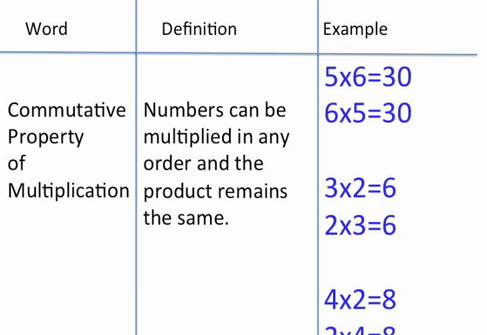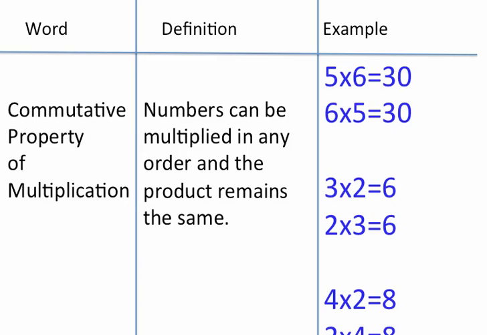Okay. Your next definition for tonight is commutative property of multiplication. Now, we talked about commutative property with addition. It's the same thing, only now we're talking about multiplication. It still means that numbers can be multiplied in any order, and the product remains the same, just like we talked about in addition, where we can add numbers in any order, and the sum remains the same. It's the same concept. We've just moved on to multiplication.